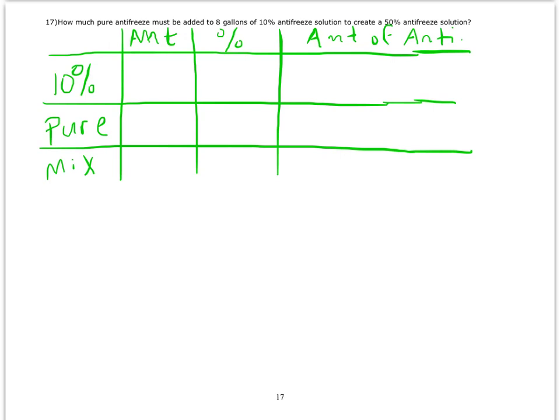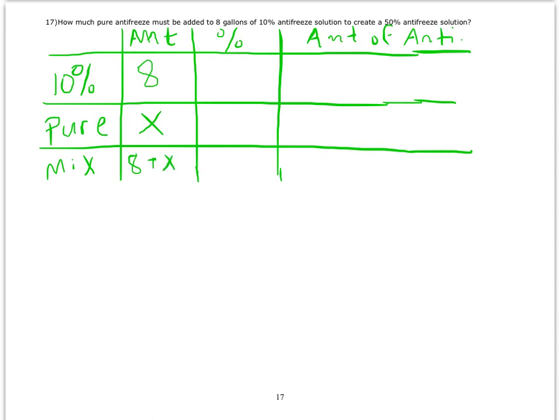So the question is how much pure antifreeze, so we'll call that X, put an X in the amount of pure antifreeze, must be added to 8 gallons of the 10% antifreeze, so I'm going to put 8 gallons in the 10% amount, to create a solution that's 50% antifreeze. So my mixture amount is going to be 8 plus X. I have 8 gallons plus X gallons, and I get 8 plus X gallons.